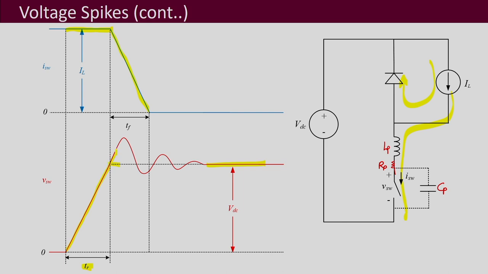So you will have this overshoot in the voltage, and since this is an RLC circuit, you may have an underdamped, overdamped or critically damped phenomenon. You have studied RLC circuits before, and these three cases, underdamping, overdamping or critical damping, happen in RLC circuits depending on the values of R, L and C.